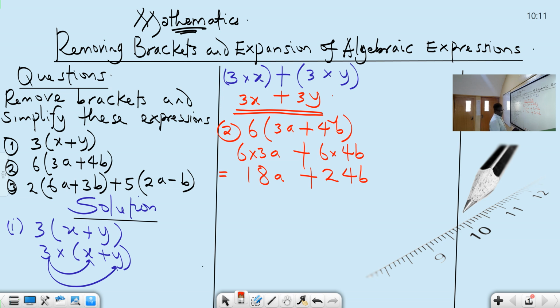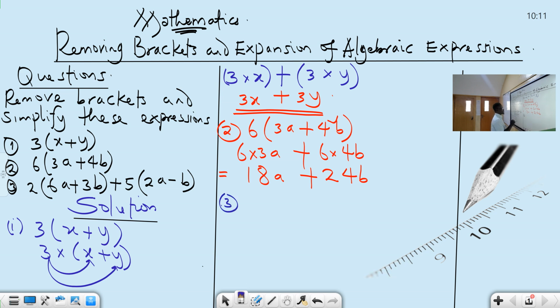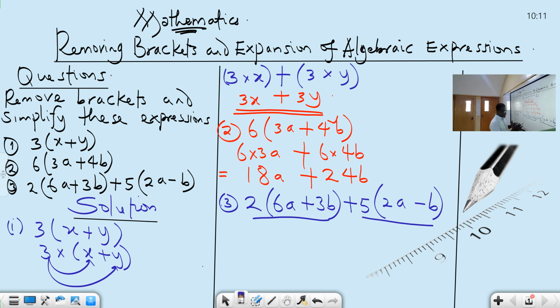The third one, I made it a little complex so that we can get how to collect like terms and all of that. So 2 bracket 6a plus 3b plus 5 bracket 2a minus b. Now we need to be careful with this. I'd like you to follow through as I do this very carefully and systematically. We expand this and we also expand this, and then we add together. This 2 multiplies this 6a, and that is 12a.